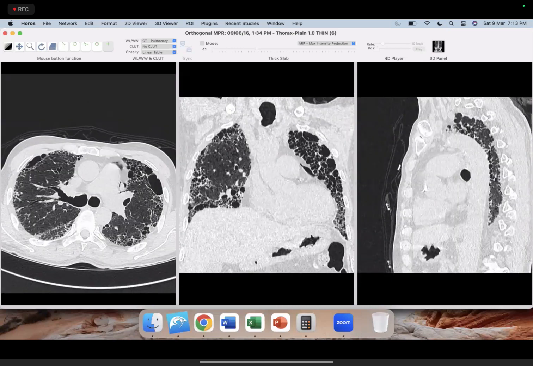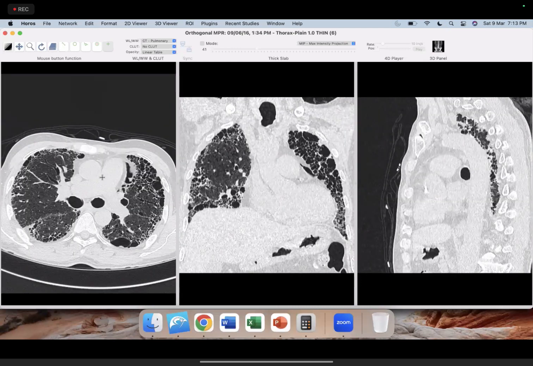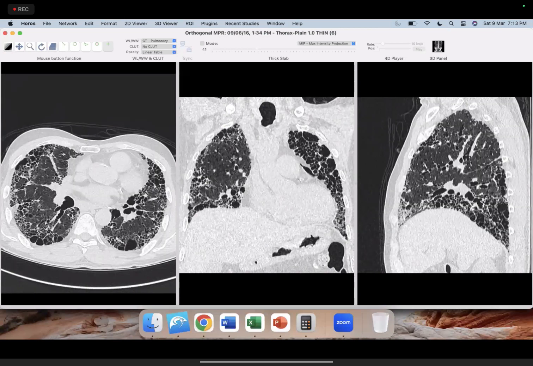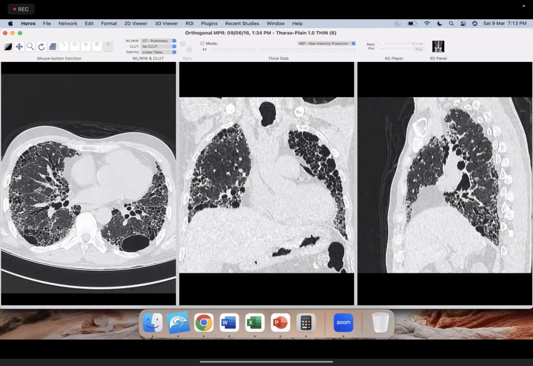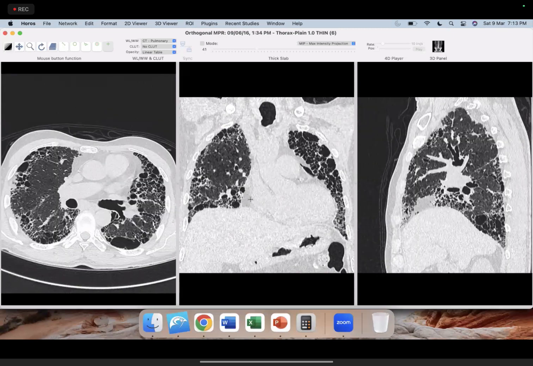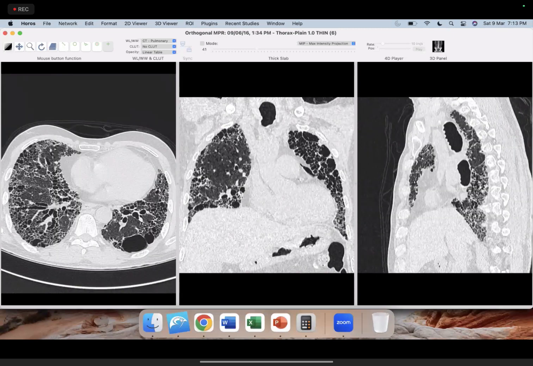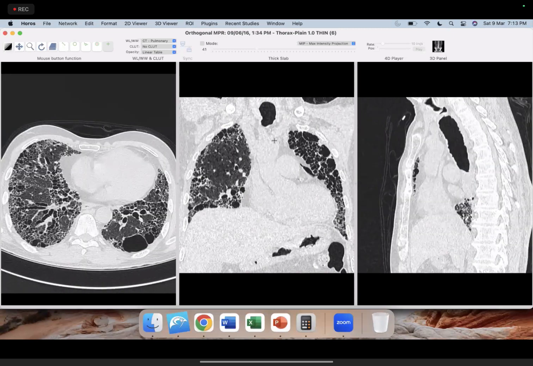We can even take the ratio of PA to AA ratio. If the pulmonary artery is larger than aorta, then also you can suggest. Again, that has to be confirmed with echocardiography, but it is something that you can see on CT scan. Then the other is acute exacerbation. I'll see if I have a case, then I'll show it.